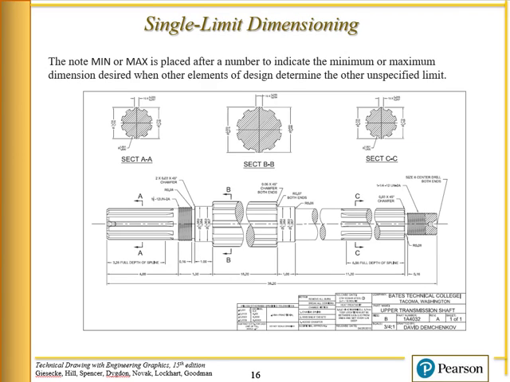Single limit dimensions. These could be like a min or a max. So in this case, let's see. I have to blow this up here. It's a maximum dimension. So it's a dimension that's specified as a maximum or a minimum only. That is a single limit dimension.